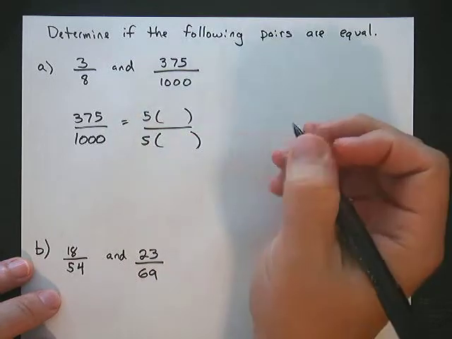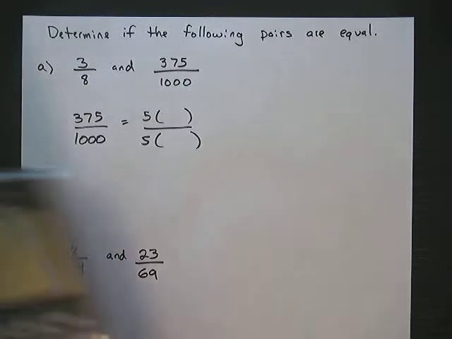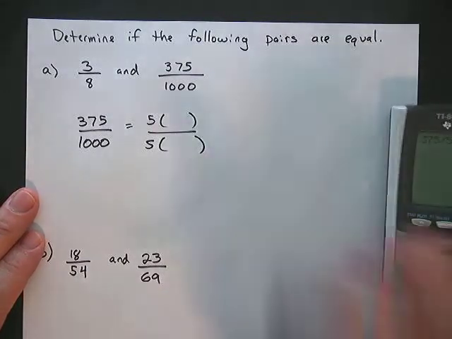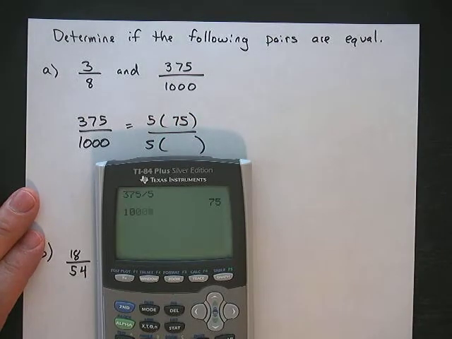out. If you divide 375, you could use a calculator for this, or you could do some quick math on the side if you want. I'll just go with the calculator. 375 divided by 5 gives us 75. And then 1,000 divided by 5, which you might be able to do in your head, is 200.